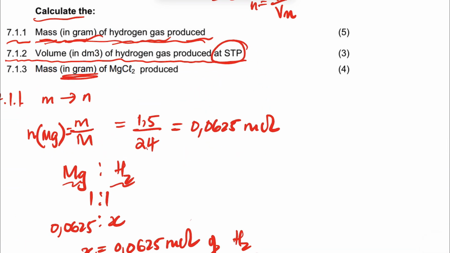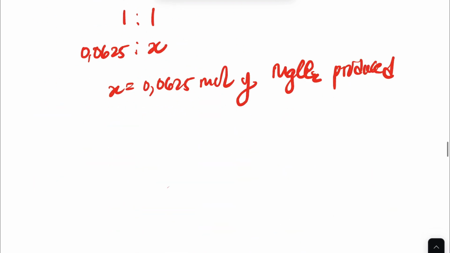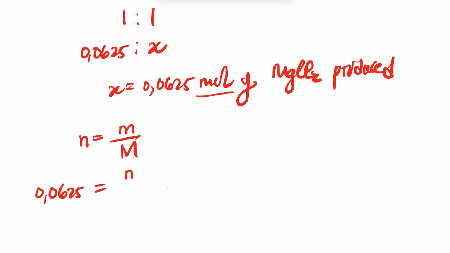But the question wanted what? The mass in grams, right? So we're going to change this number of moles into mass using this formula. This is quite easy. 0.0625 and then the mass, and then the molar mass of magnesium chloride.